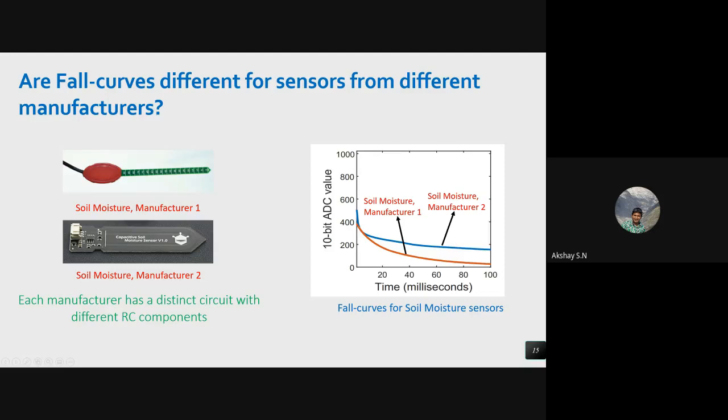So now, not just that I can detect whether it's a soil moisture sensor or not, I can also say whether this sensor is from manufacturer 1 or manufacturer 2, right? So that's the key advantage of this fall curve.